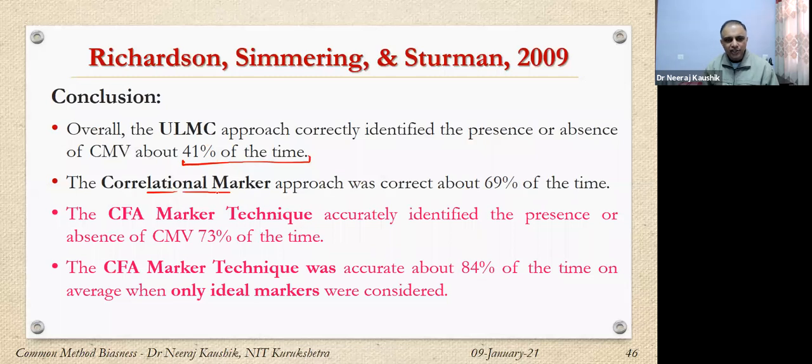The correlation marker approach is still better than this, and it says 69% of the time if you have used the a priori method and thought of something. The correlation CFA marker technique is correct 73% of the time with the presence or absence, and when you use it with the ideal marker, it is correct 84% of the time. This is the best one.